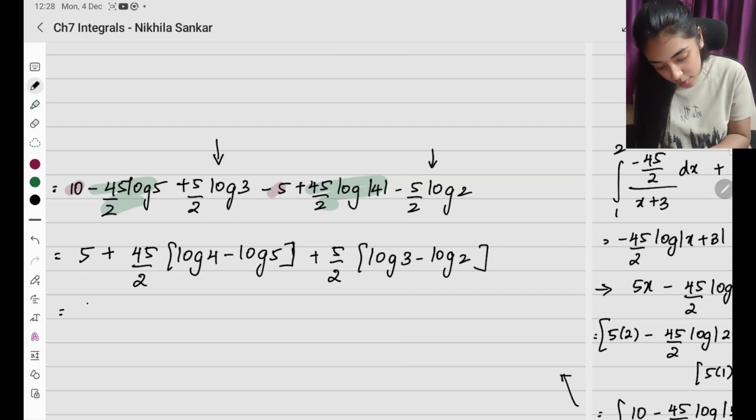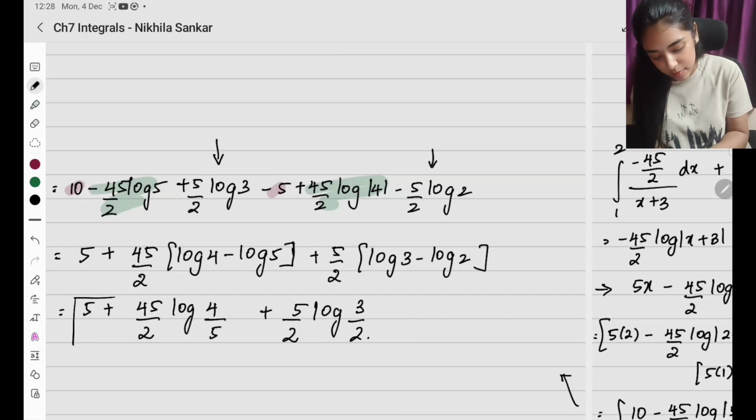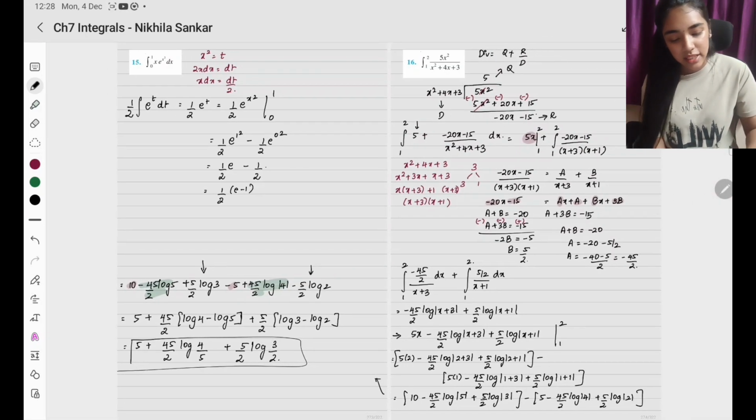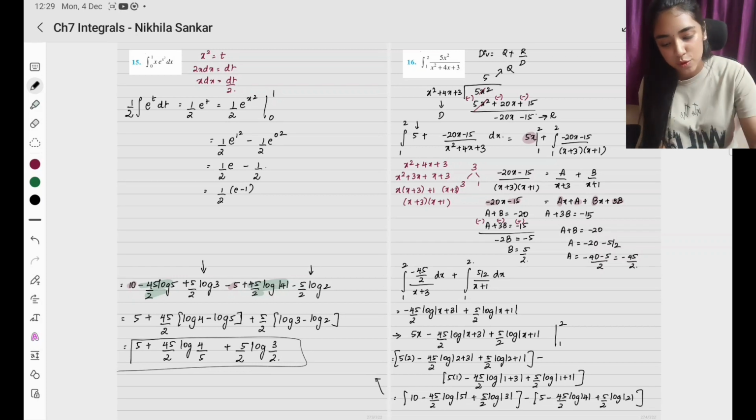So this is how the form log of a by b. So 5 plus 45/2 log 4 divided by 5 minus, sorry, plus 5/2 log 3 divided by 2. So this is my final answer. Okay, it's a little long. நீங்க படிச்சது எல்லாமே அப்ளை பண்ணனும், but you just have to substitute the values. Okay, very careful with the calculation.